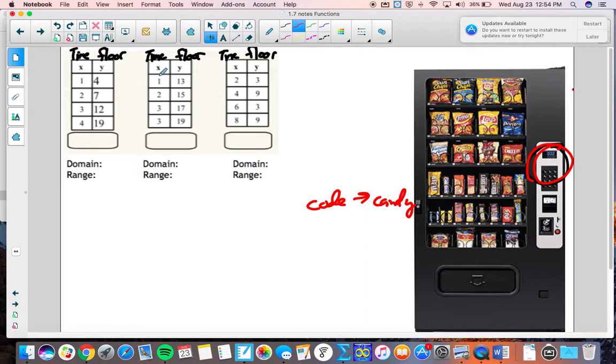So, do we have any issues here? 1st hour, I have a floor. 2nd hour, I have a floor. 3rd hour, I have a floor. 3rd hour, I also have this floor. So where am I supposed to be? So this is not a function because 3rd hour, I'm supposed to be in 2 places at once. And you can't be 2 places at once.